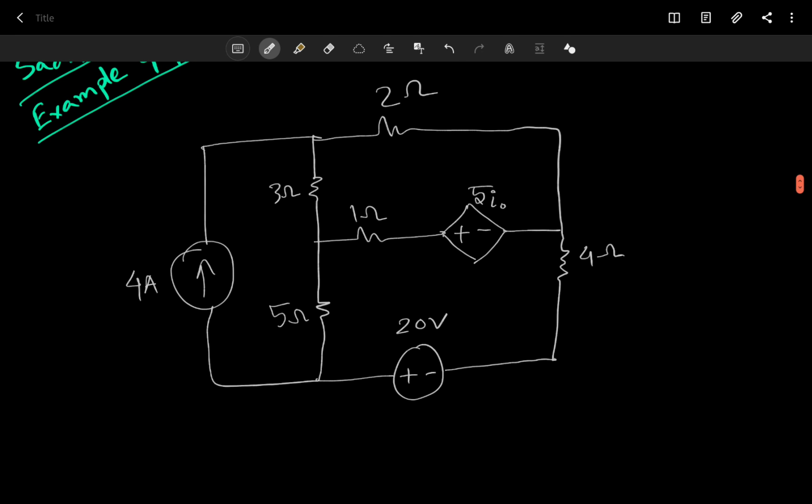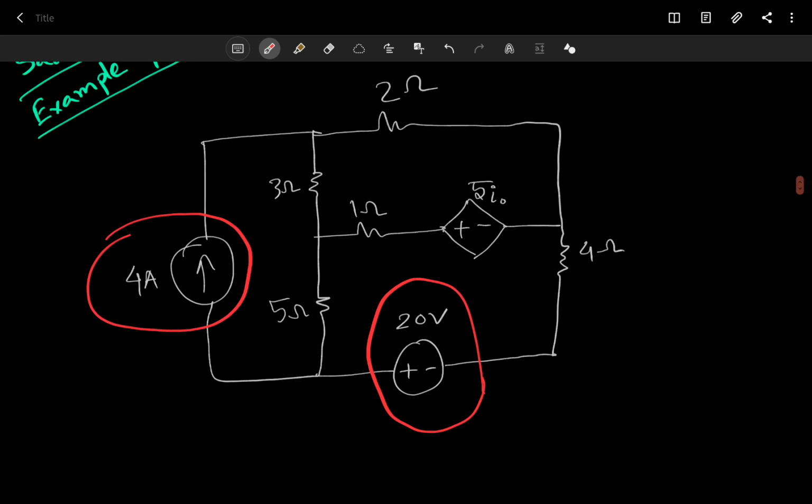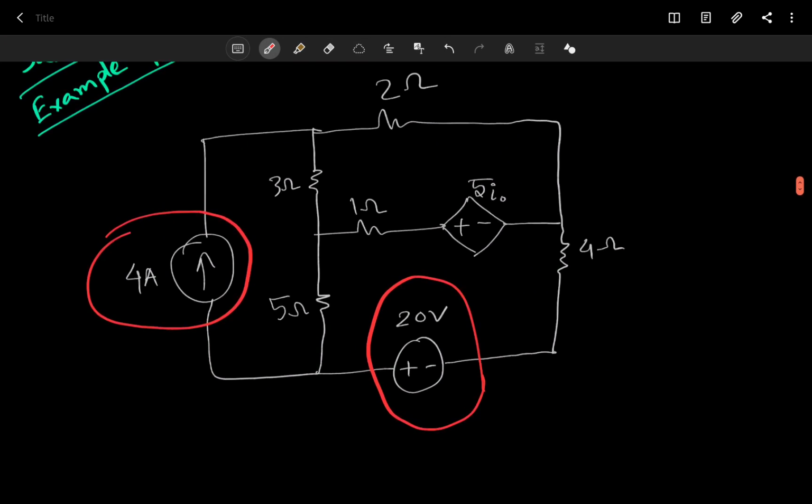So first of all, we have to target the independent sources, right? So let's identify the independent sources. Here we have a 4 ampere current source. We have a 20 volt voltage source. We have a dependent source here, all right? So we don't care about that. Just leave it as it is. Let's not worry about that right now.